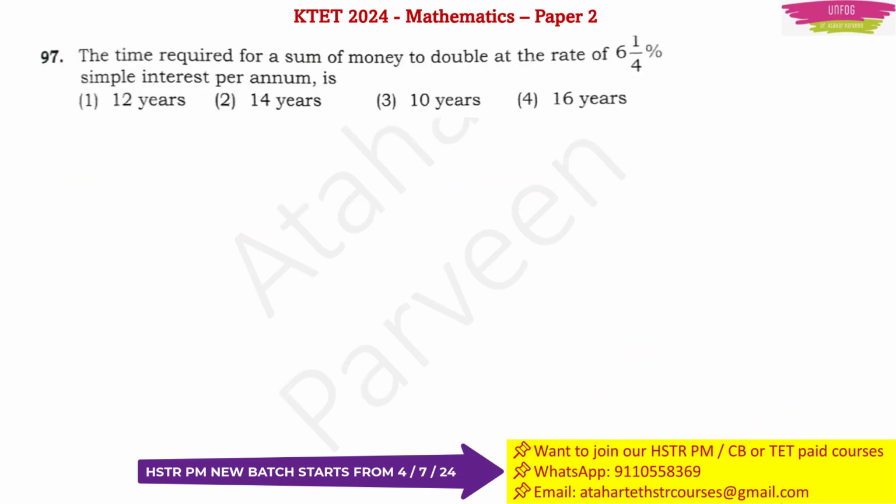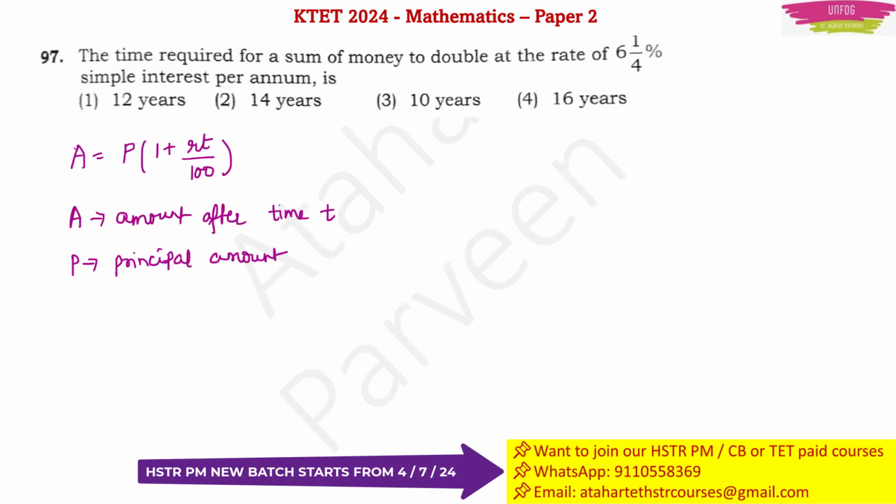Next question. The time required for a sum of money to double at the rate of 6 1/4% simple interest per annum is. This question is from the simple interest chapter. There is one formula you can also take as a short trick. I don't know if this is an official formula or not, but it is a common formula used in these types of questions where the time required is asked and the amount is related.